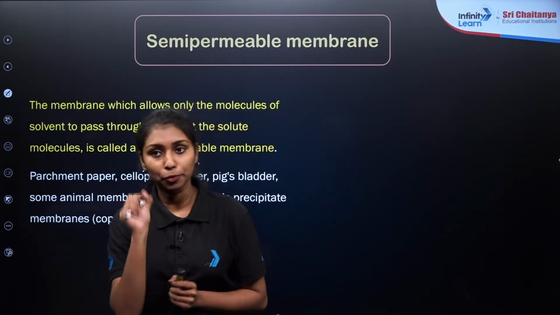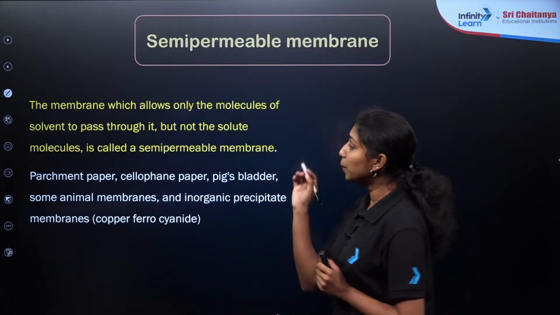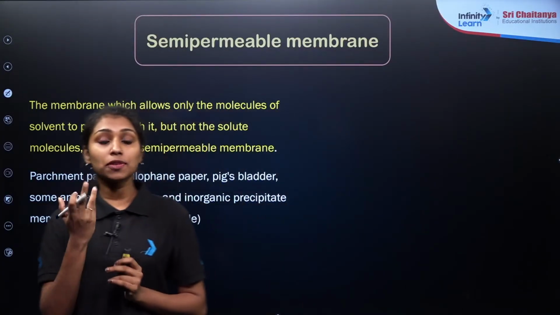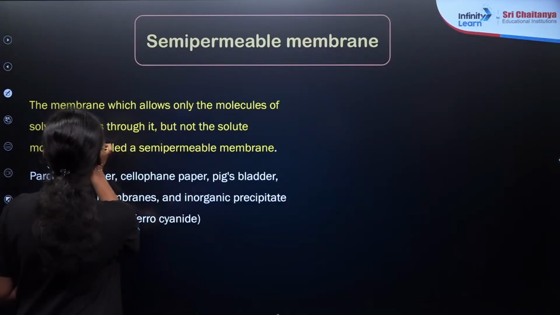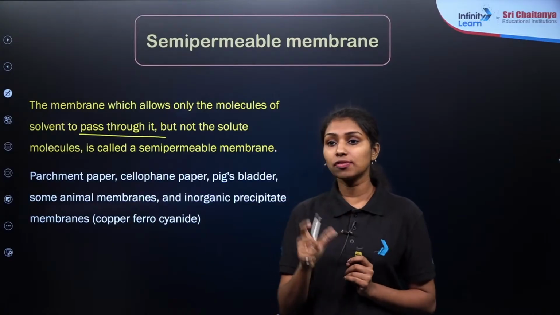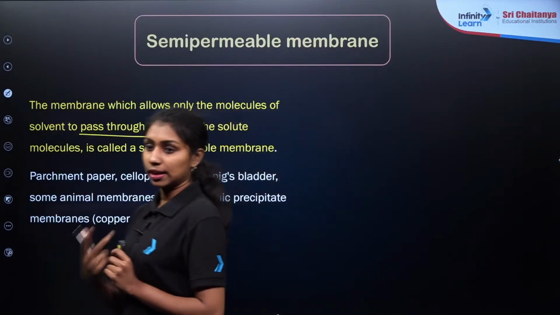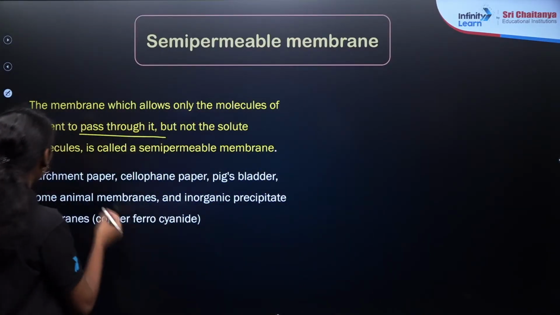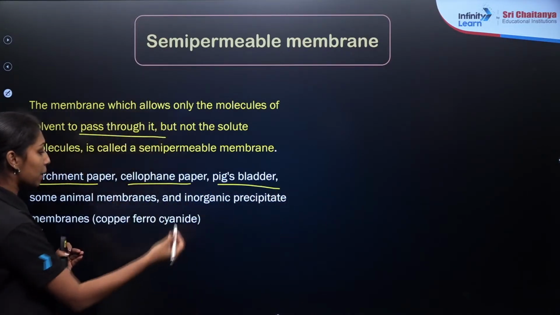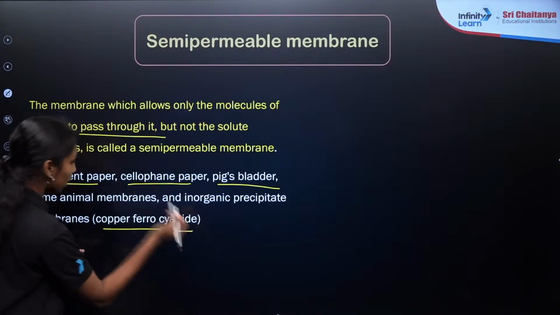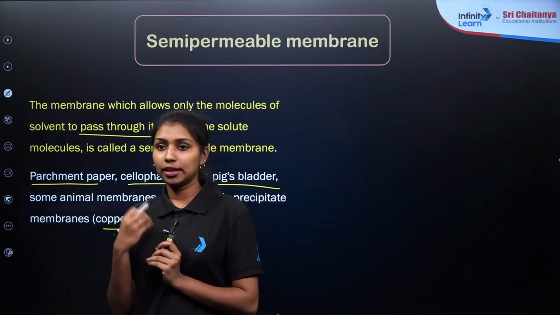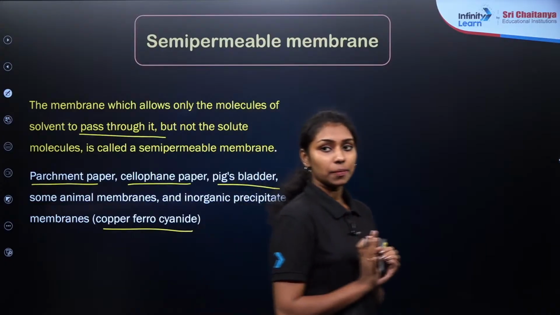It is a specific type of membrane which allows the movement of a specific type of particles. For example, if you are taking a solution, it allows the movement of solvent particles only through it. Such a membrane is known as a semi-permeable membrane, which is used in the process of osmosis. In general, parchment paper, cellophane paper, pig's bladder, and some inorganic precipitates like copper ferrocyanide are used as semi-permeable membranes. Is that clear?